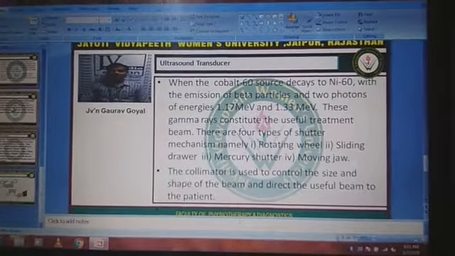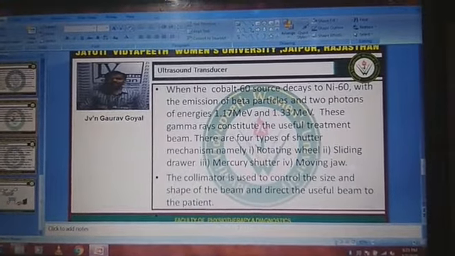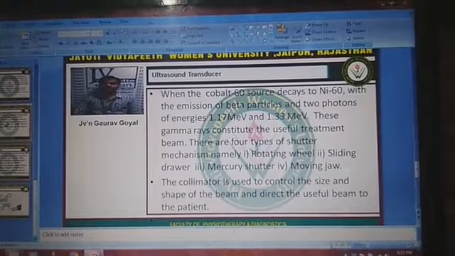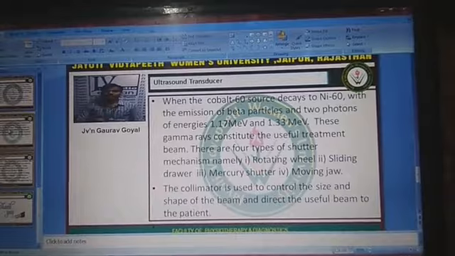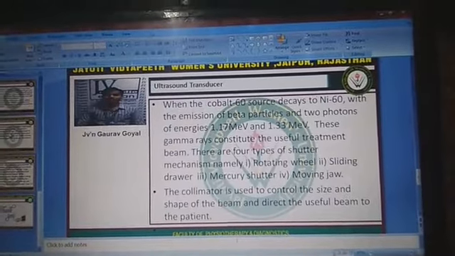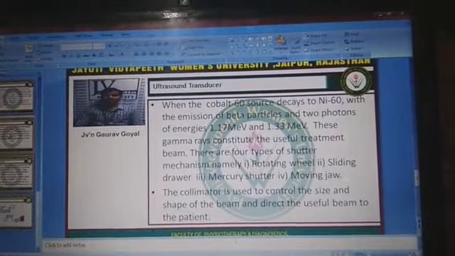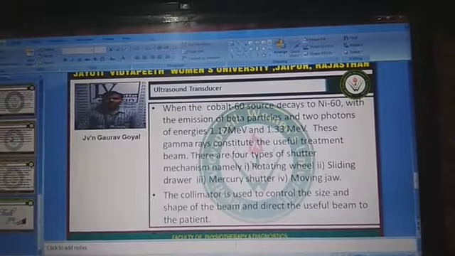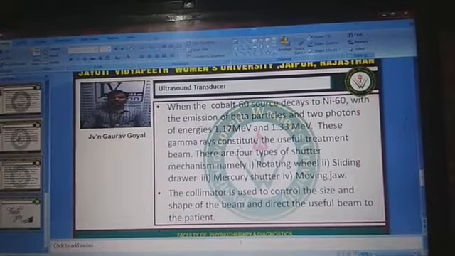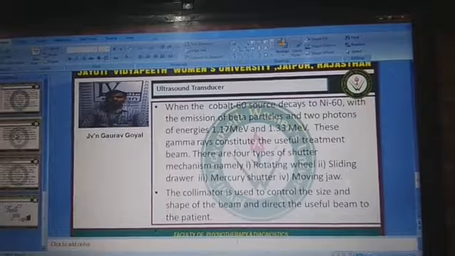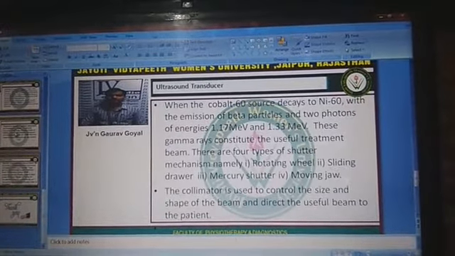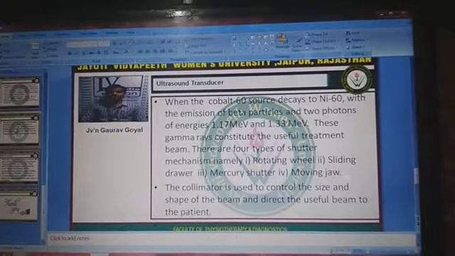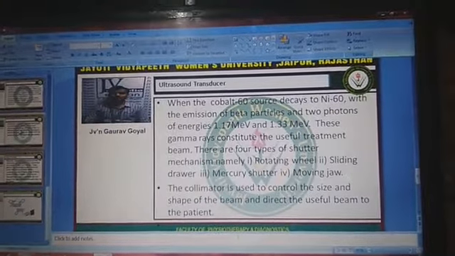The Cobalt 60 source decays to nickel 60 with the emission of a beta particle and 2 photons of energies 1.17 and 1.33 MeV. These gamma rays constitute the useful treatment beam. There are 4 types of shutter mechanism: rotating wheel, sliding drawer, mercury shutter, and moving jaw. The collimator is used to control the size and shape of the beam and direct the useful beam to the patient.